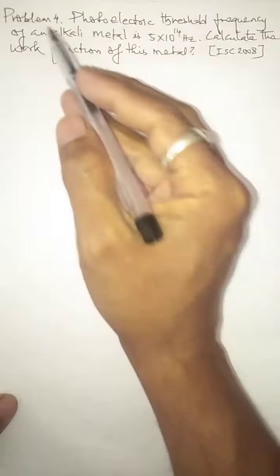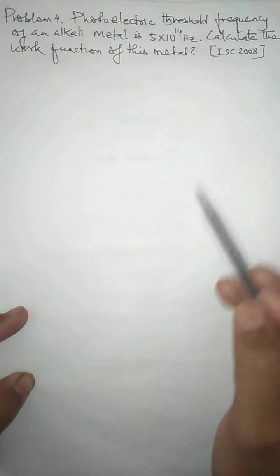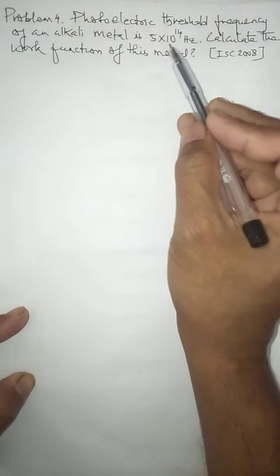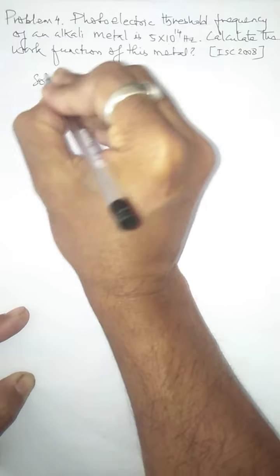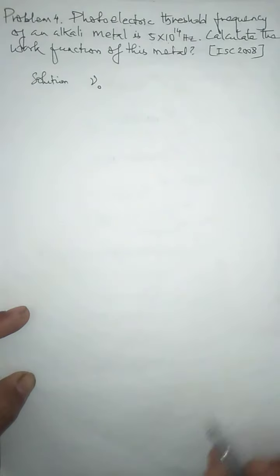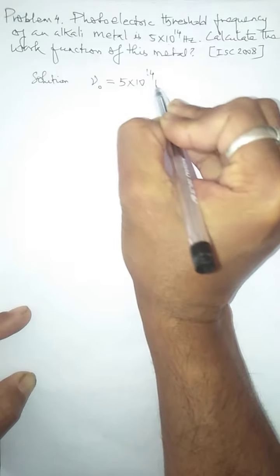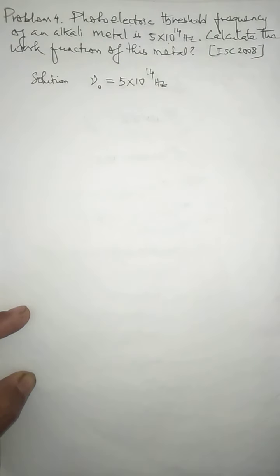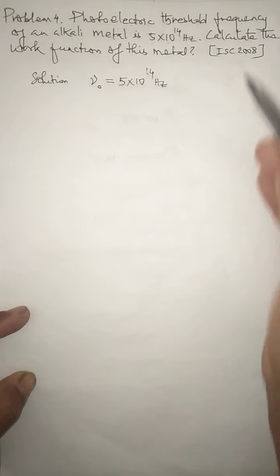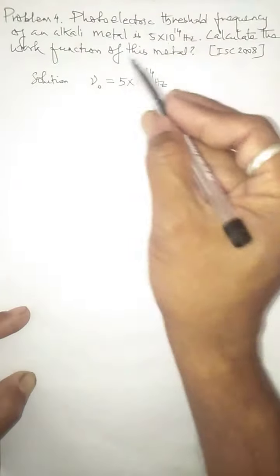Now children, we will solve problem number 4. As I said, problem number 4 says that the photoelectric threshold frequency of an alkali metal is 5 into 10 to the power 14 hertz. So let's do the solution of this question. Threshold frequency is given. You know the threshold frequency symbol is nu naught. The threshold frequency value is 5 into 10 to the power 14 hertz. This is the threshold frequency of the alkali metal. Now this question came in ISC 2008, and the question said: calculate the work function of this metal.